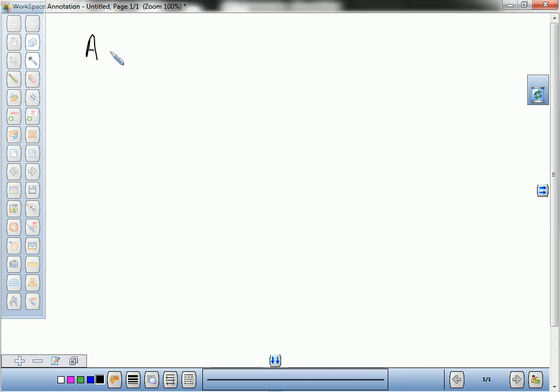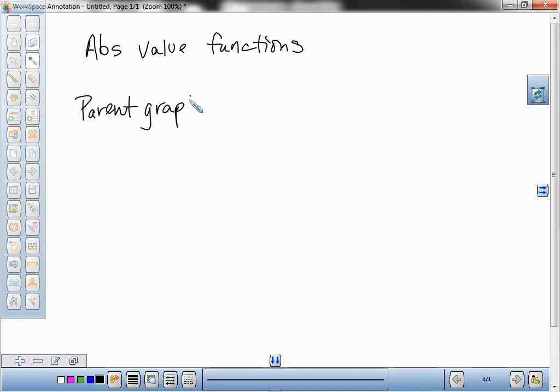We're doing absolute value functions today. Okay, we're going to start off with the main guy, our parent graph for absolute value functions. This is the one that we're going to shift around, we're going to reflect, and we're going to stretch or compress. So if you know this guy, the rest of them are easy. We're just moving him around. That's all we're doing.